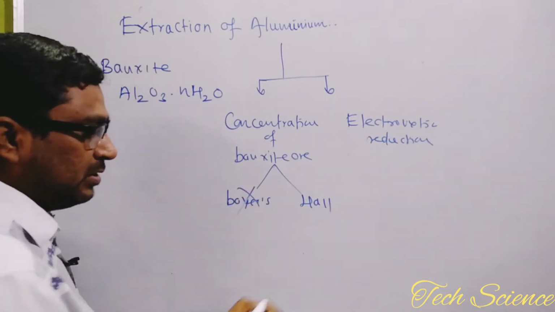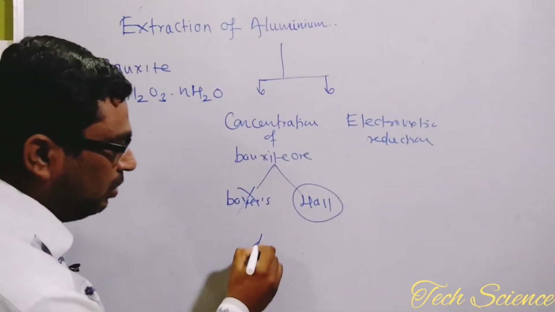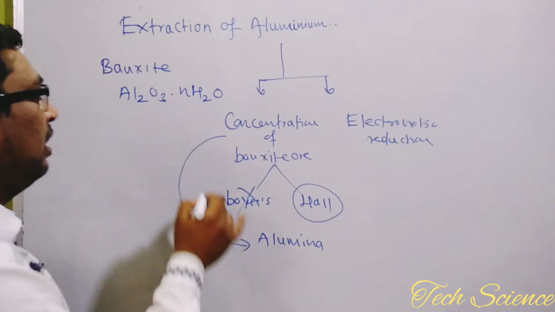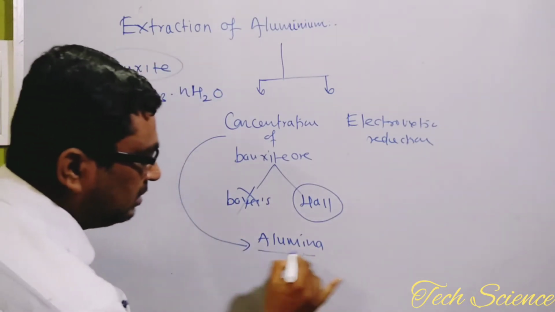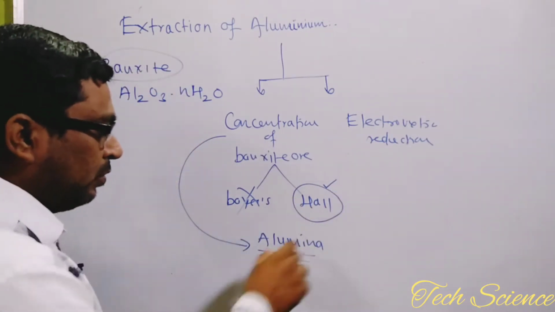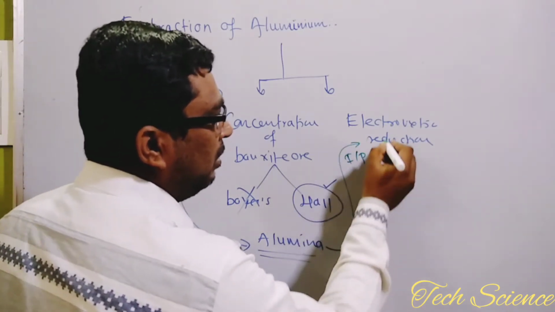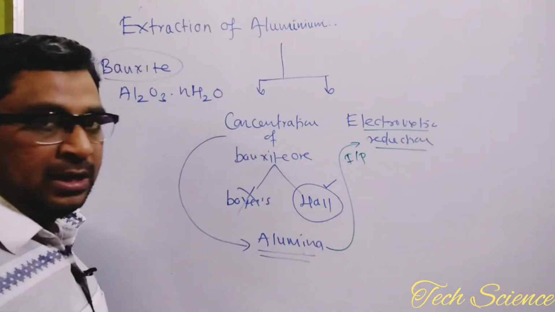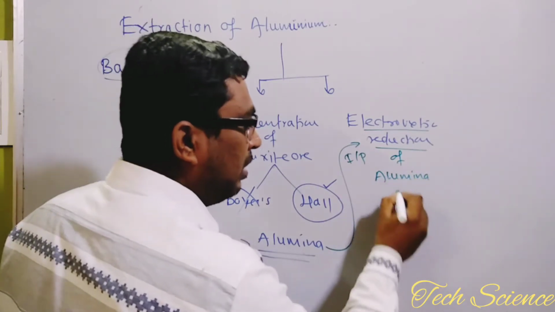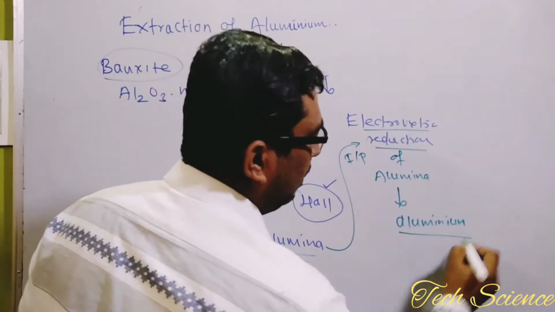We already discussed the Bayer's process. Today we have a new point for discussion: how to extract the alumina. This is the output of the first step, concentration of bauxite ore. The input is bauxite and the output is alumina. Today's discussion is based on the Hall's process. This alumina is further the input for the second step, called electrolytic reduction. Alumina is the input here, and from this alumina we get aluminium, which is our final output.